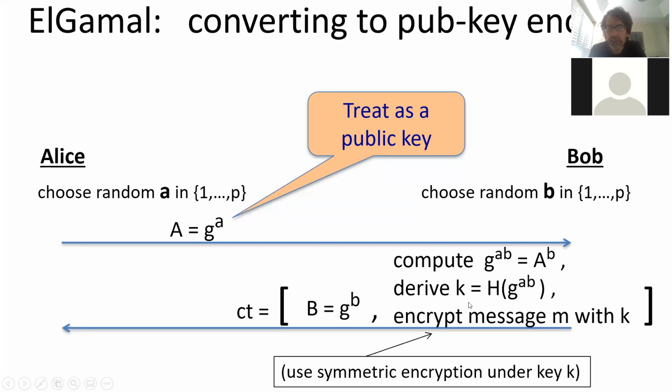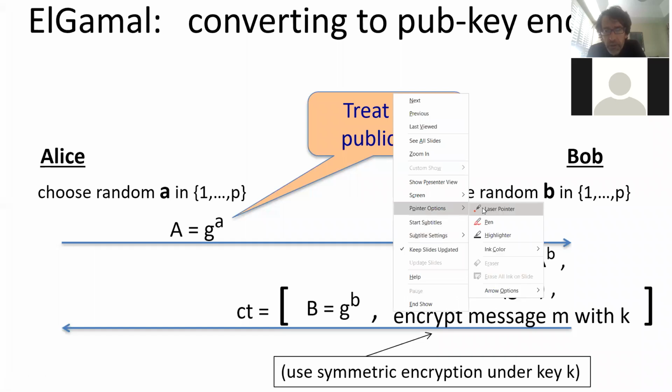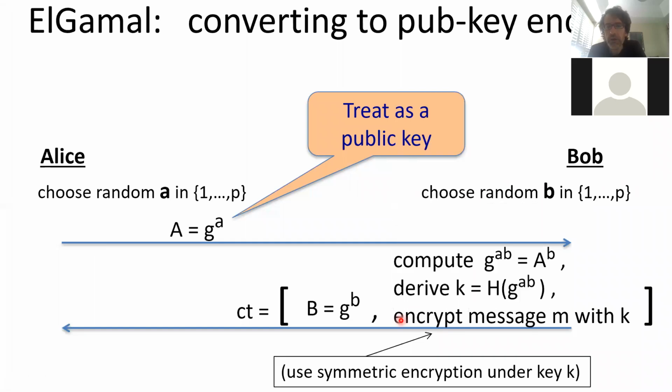So that's what Bob does. This translates a random group element into a random bit string, and now you can take this bit string and use it as a key to encrypt. And what you put in here is the ciphertext of the symmetric encryption of M under K.